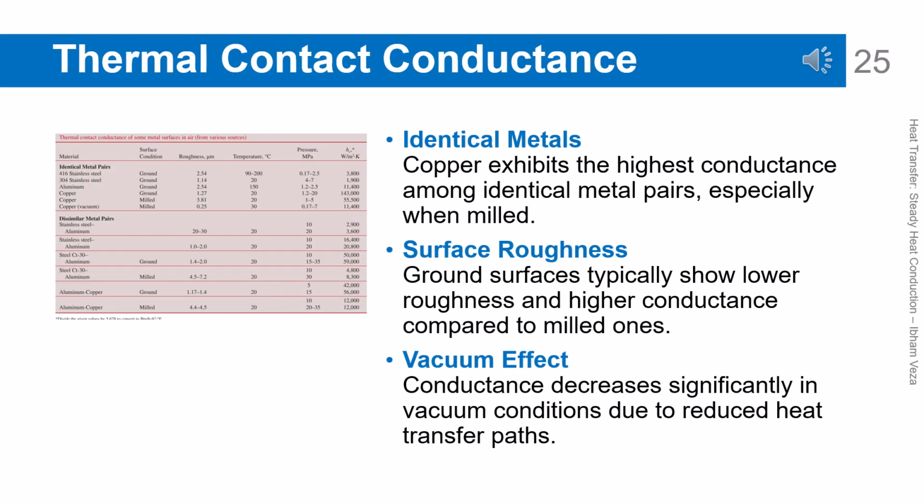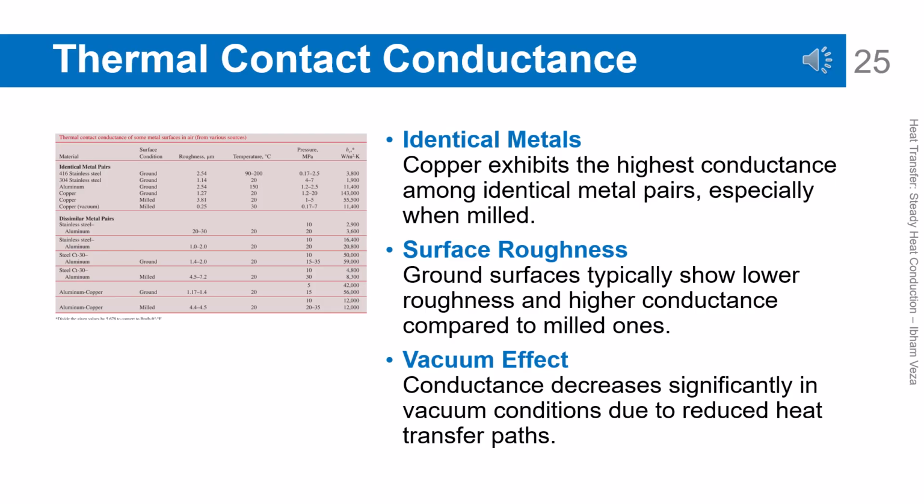Thermal contact conductance. Copper shows the best conductance performance compared to other materials. Smoother surfaces generally provide higher conductance. Under vacuum conditions, conductance drops drastically because heat transfer paths are reduced. For dissimilar metals, the aluminum-copper combination gives the best results.